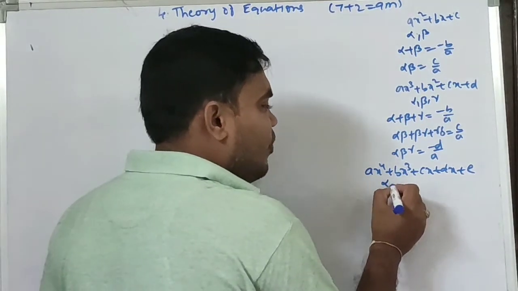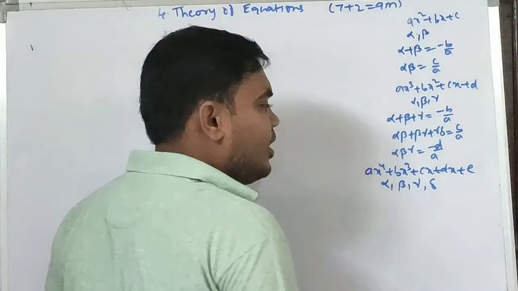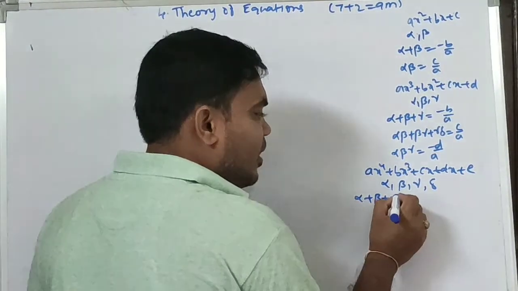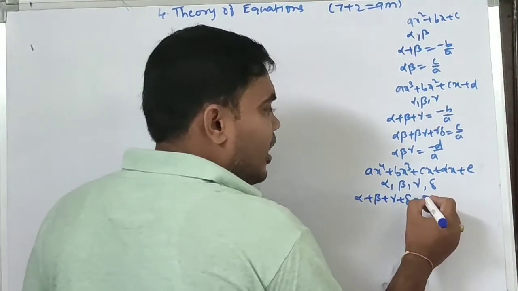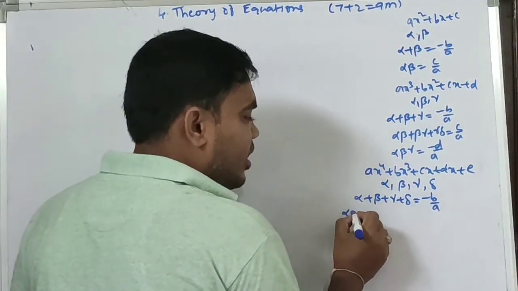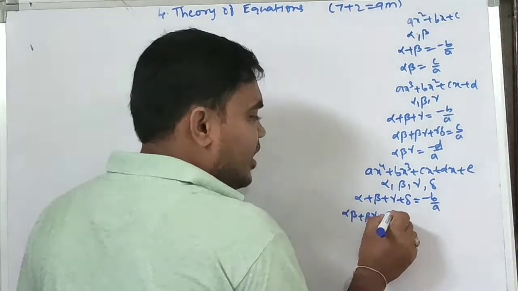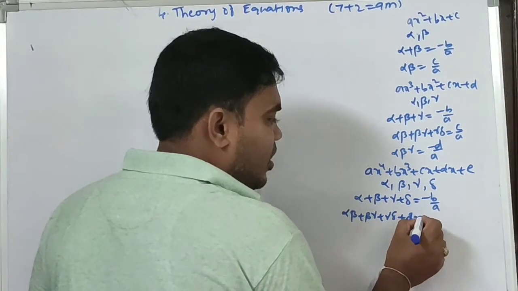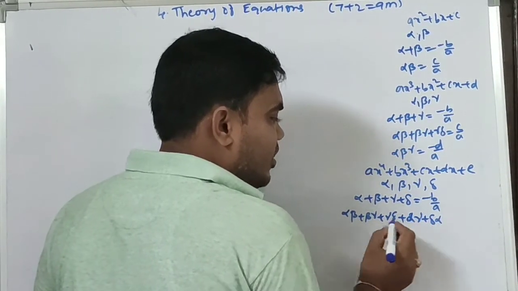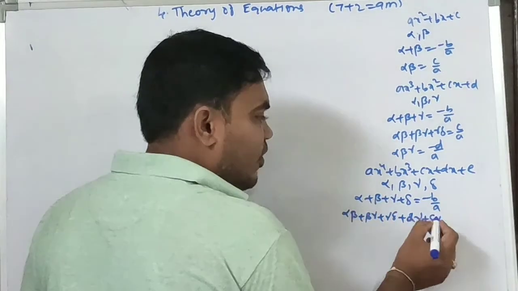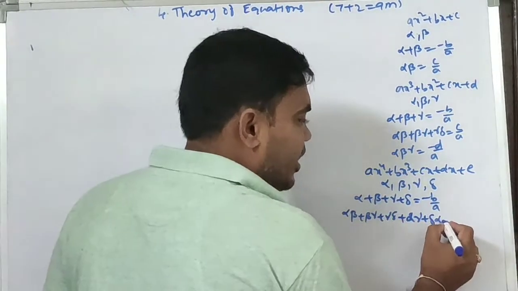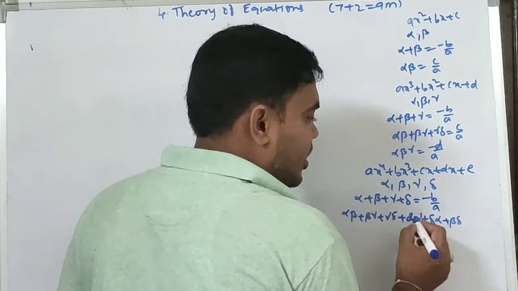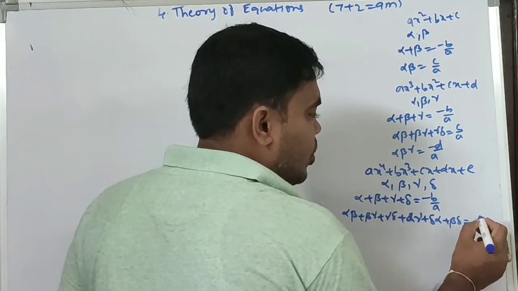The roots are alpha, beta, gamma, and I am taking one more, delta. Alpha plus beta plus gamma plus delta equal to minus b by a. Alpha beta plus beta gamma plus gamma delta plus alpha gamma plus alpha delta: that is alpha beta, alpha gamma, alpha delta, next beta gamma, beta delta, and gamma delta, which we already wrote. So this is equal to c by a.